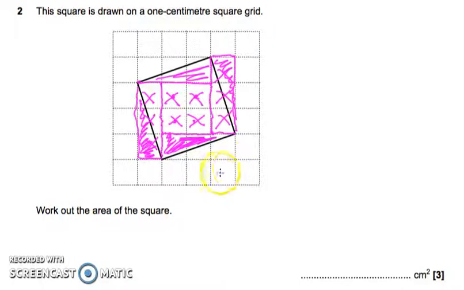You could use Pythagoras. I think for question number 2, you want to be thinking about counting squares. And that's the nicest way to do it. So 10 centimetres squared is your answer for 3 marks.